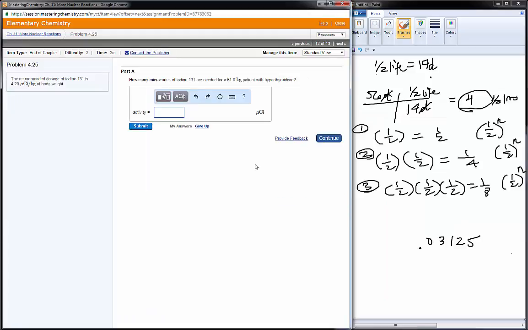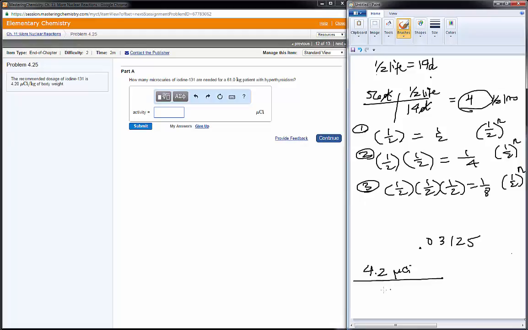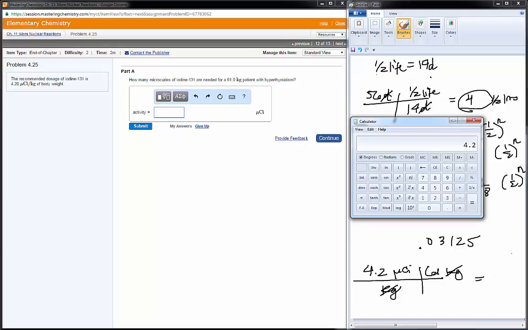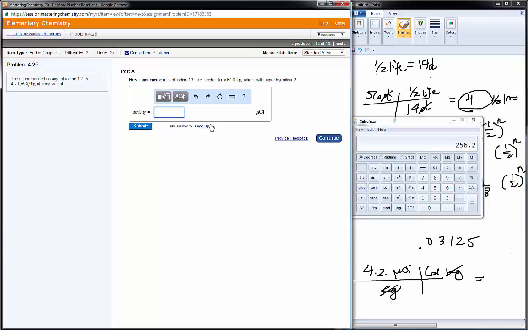These next 2 problems have to do with dosing, and we didn't cover any dosing in this particular chapter, but you have done dosing before with dimensional analysis, and that is all this is. They give you the units for dosage as microcuries per kilogram. And they want to know the answer in microcuries, and they give you the kilograms of the patient. You guys can do this. 4.2 microcuries per kilogram. If I have a 61 kilogram patient, I'm going to put that right here. So kilograms will cancel, and I will see how much remains in microcuries. That is a dose of 256.2 microcuries.